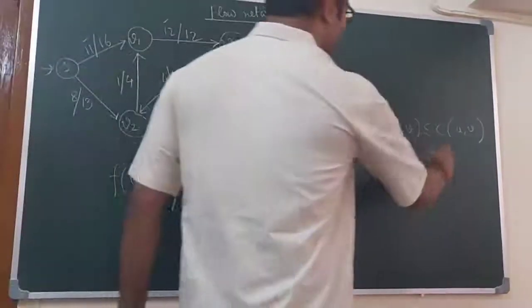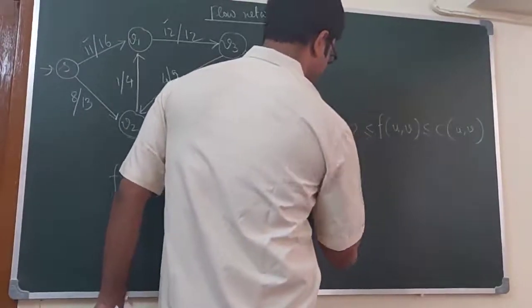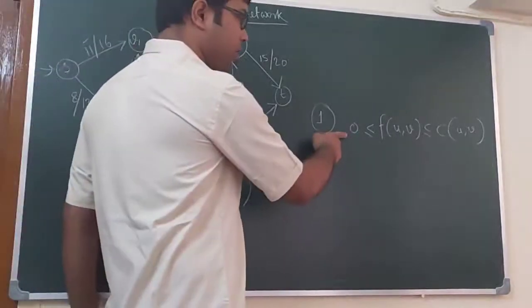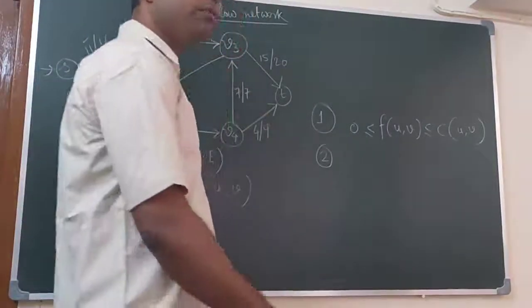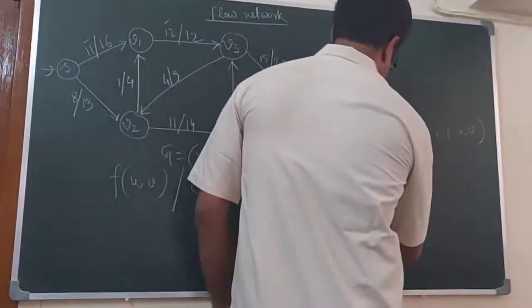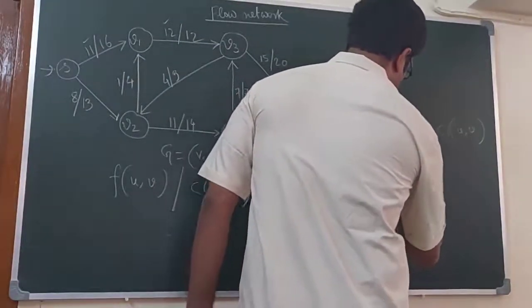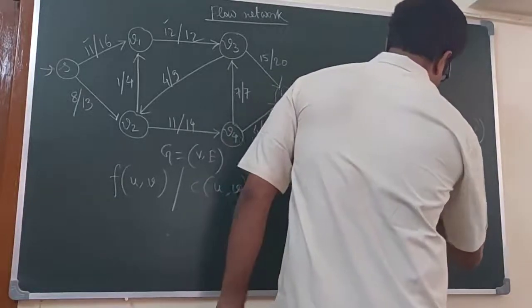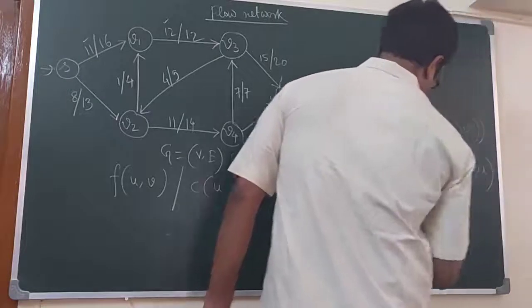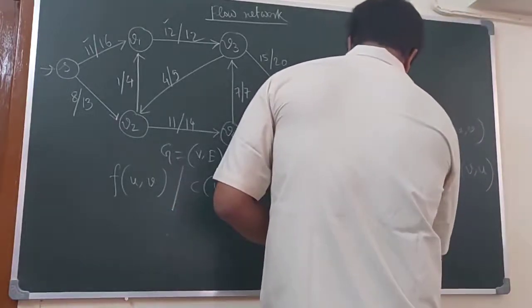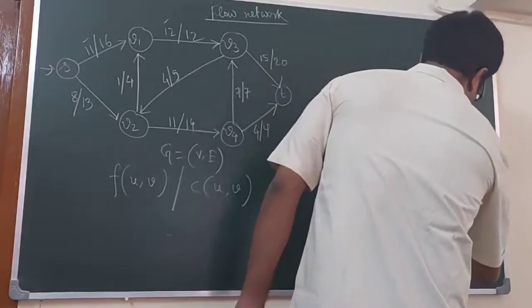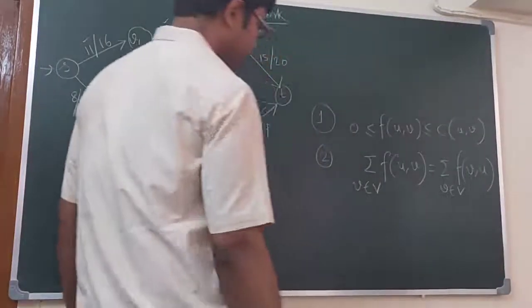the capacity. What is the second condition? The first condition is the capacity constraint. The second condition is the flow conservation. What is flow conservation? The flow conservation says that the summation of f of uv is equal to the summation of f of vu, where all the v belong to V.